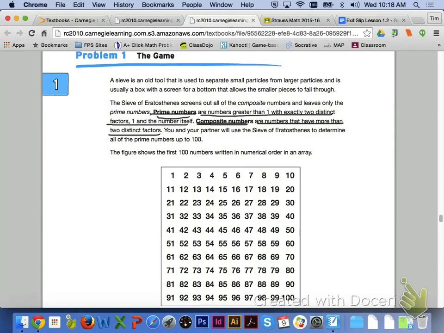Prime numbers are numbers greater than 1 with exactly two distinct factors, 1 and the number itself. Composite numbers are numbers that have more than two distinct factors. You and your group members or your partner that you're working with will use the sieve of Eratosthenes to determine all of the prime numbers up to 100. So if you can take a look, we see that the figure shows the first 100 numbers written in numerical order in an array.